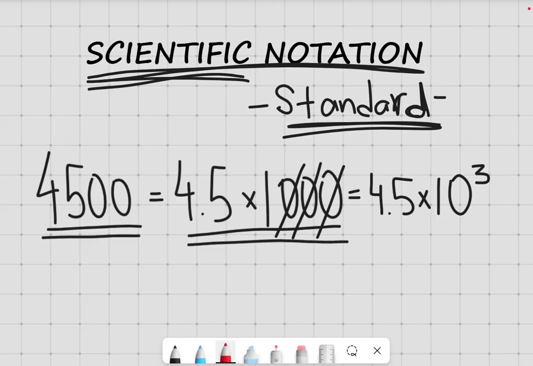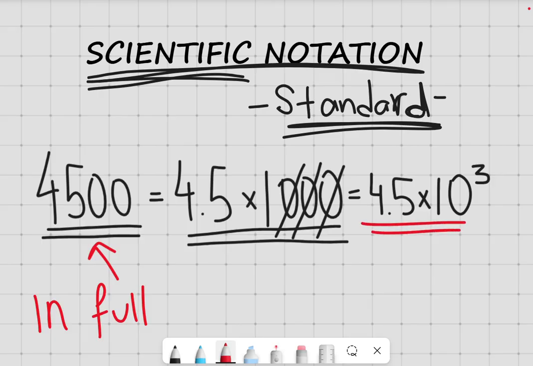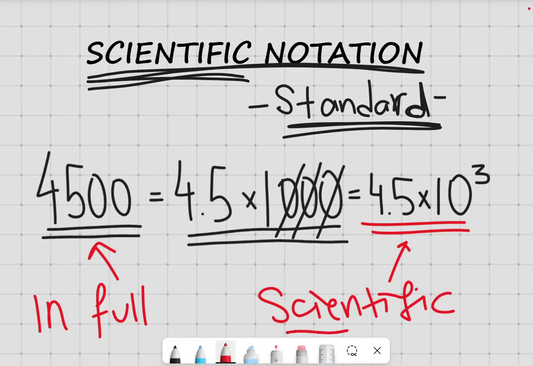So, the number that we see on the left is how we write the number in full, while the way you see it on the right is how you write your number in scientific notation. So basically, this way of writing a number is what we call scientific notation, while the thing that we already know is what we call writing a number in full. Now let's see how to get that actually.